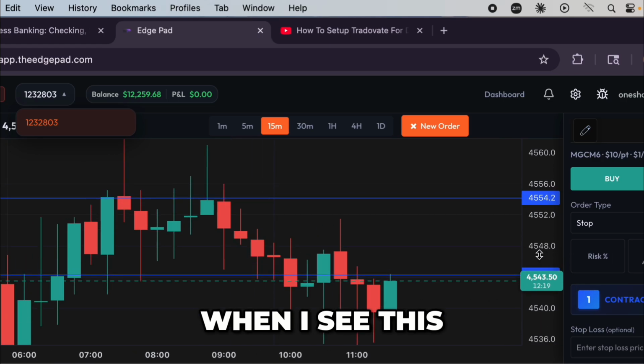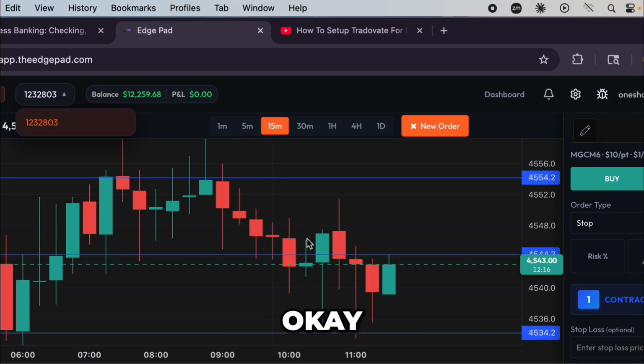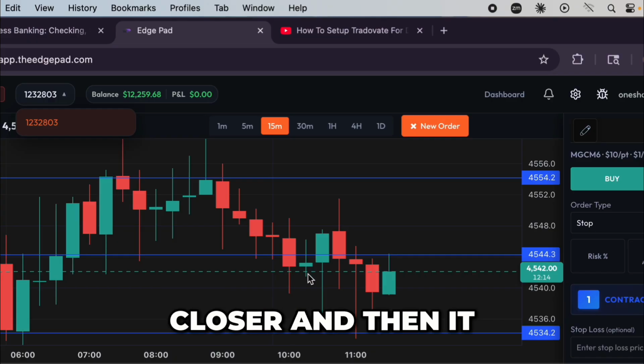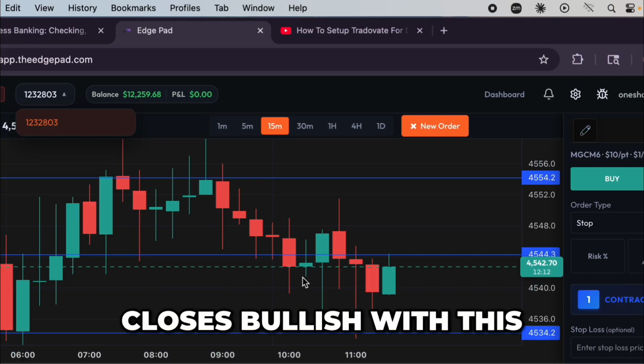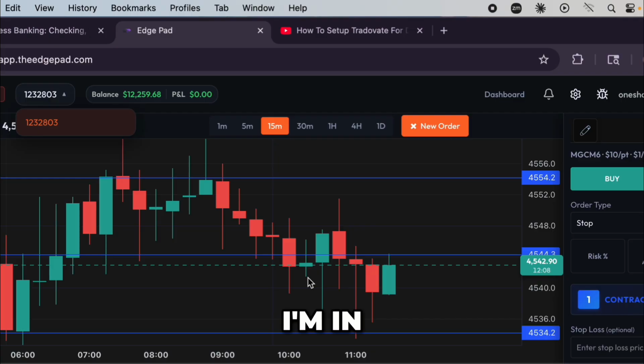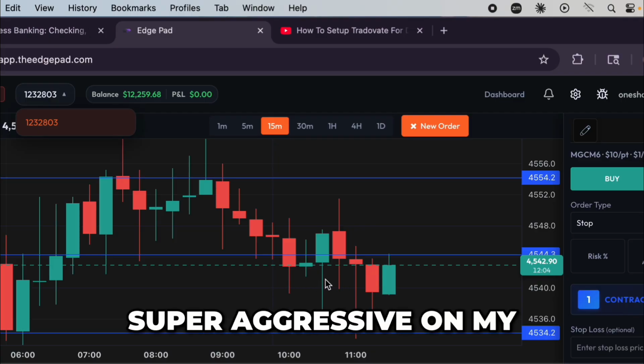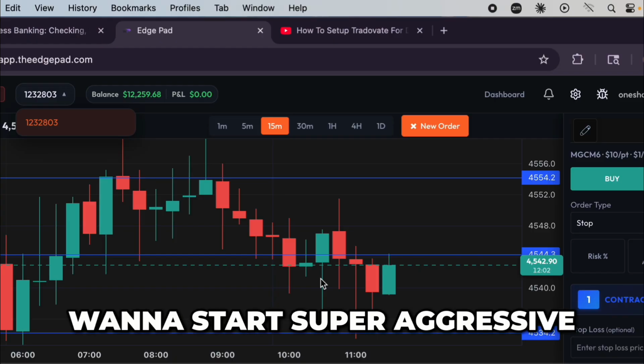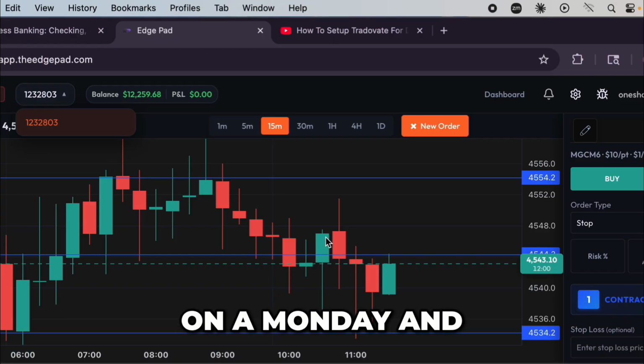When I see this trade right here, okay, you have a bearish closer and then it closes bullish with this type of candle, this trigger candle, I'm in, no question at all. Now, since it's a Monday, I'm not going to go super aggressive on my risk because I don't want to start super aggressive on a Monday and go negative.